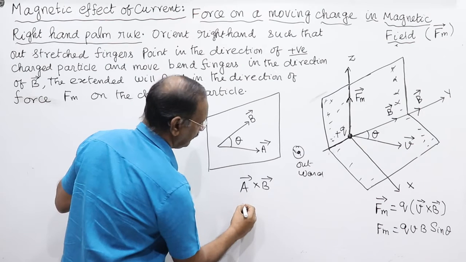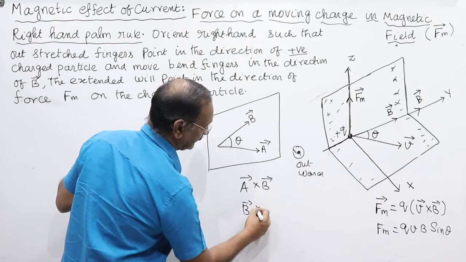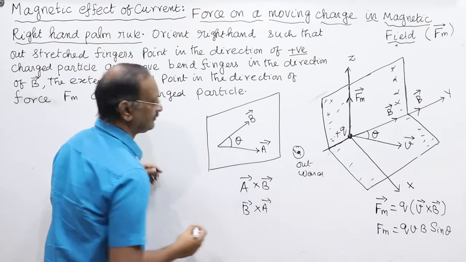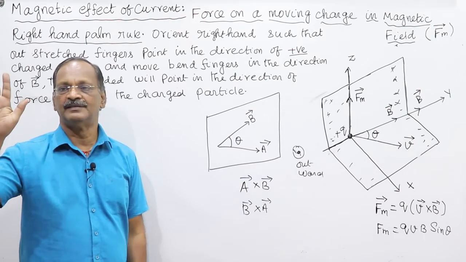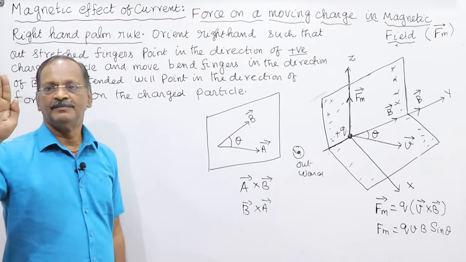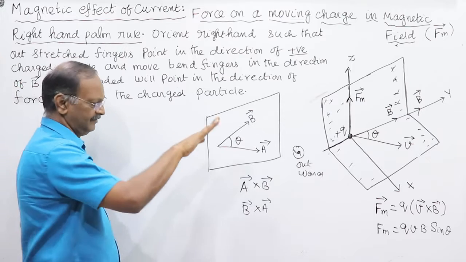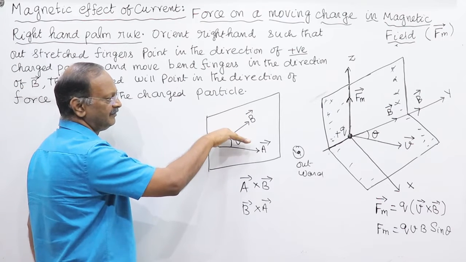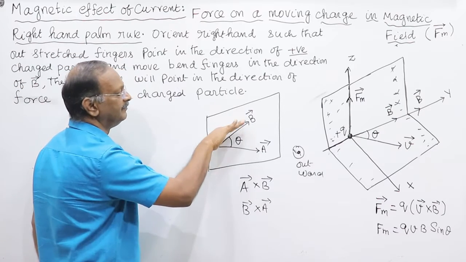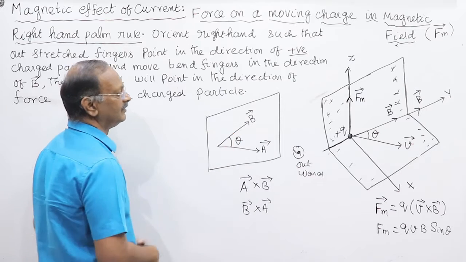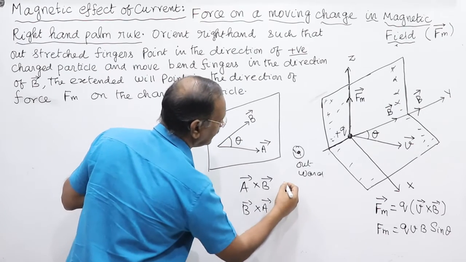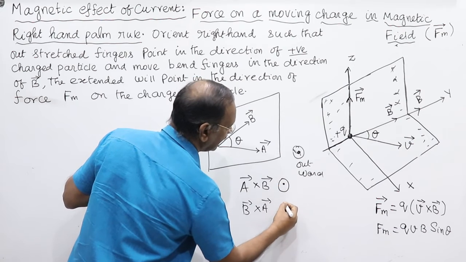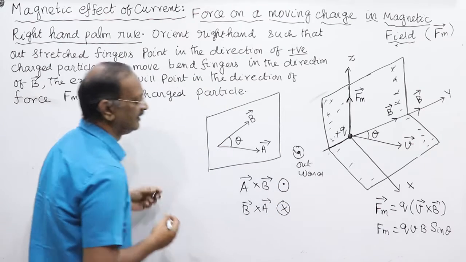Suppose we have to find B cross A. B cross A means we have to move from B to A. Using the right hand with the palm and stretched fingers, we move from B to A, and this will be inward. B cross A will be like this, and this will be inward.